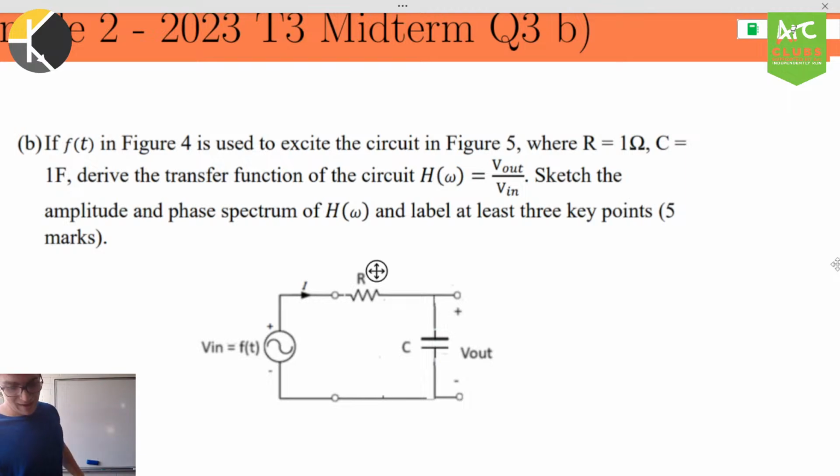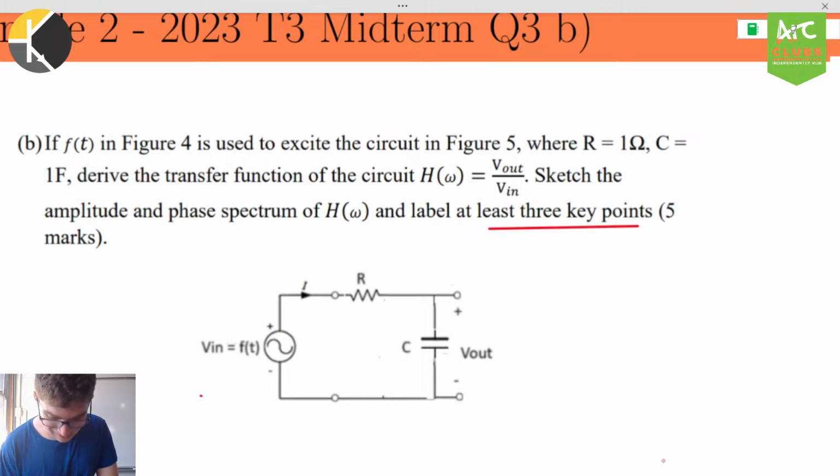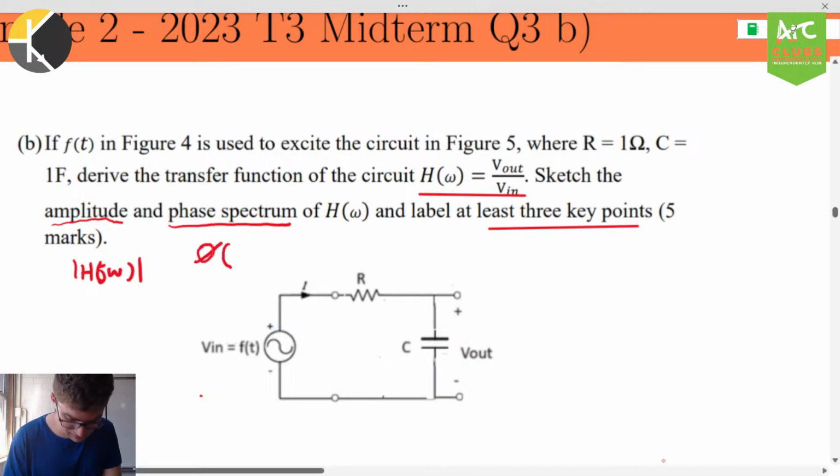It's asking us to find V out over V in, and it says label at least 3 key points. So this is a 5 marker. They're asking us to find this first. We're going to get some marks for the 3 key points and for the correct amplitude and phase spectrum. So for the amplitude, we want to plot H of omega or H of j omega, and we want to find the phase spectrum, which is going to be the angle of H of j omega versus omega.